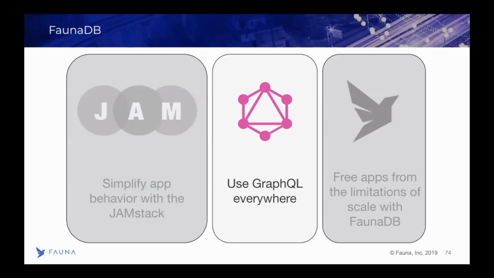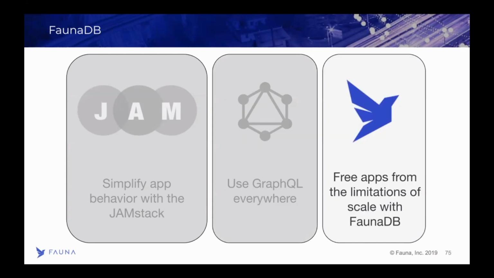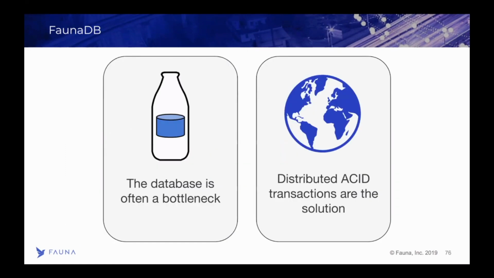So that's why I think you should be using GraphQL everywhere. And next we're going to talk about freeing your apps from the limitations of scale with FaunaDB. So there's two components to this section that's more databasey. I want to show you that the database can often be a bottleneck in your system and that distributed async transactions really are a solution to this.